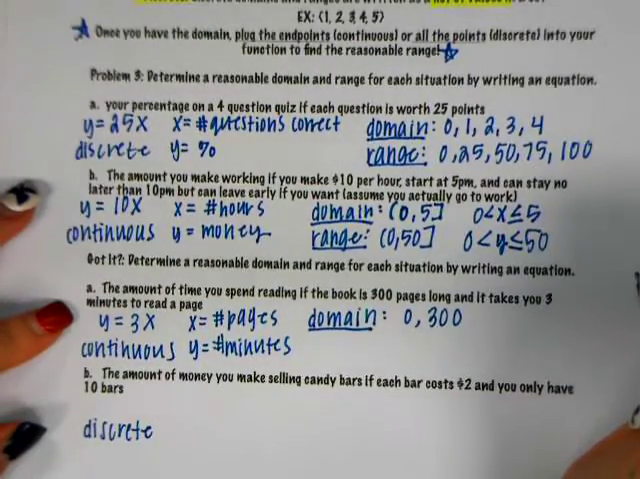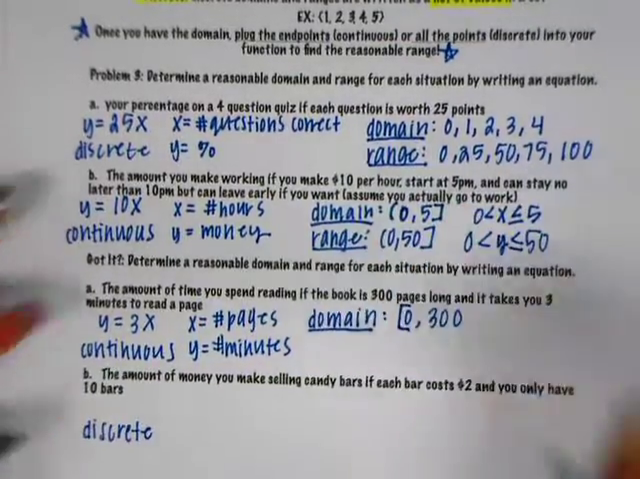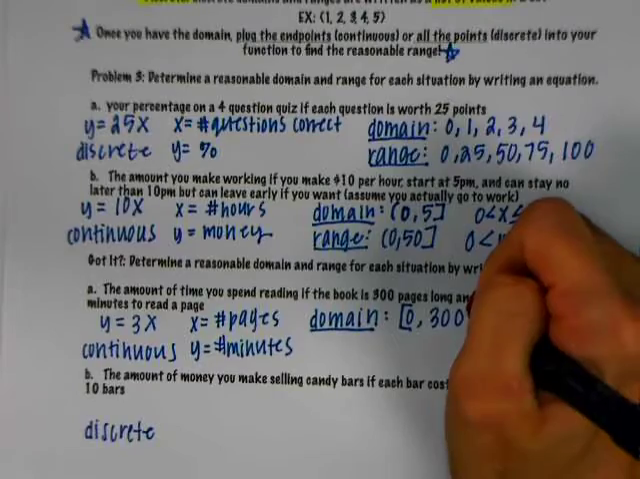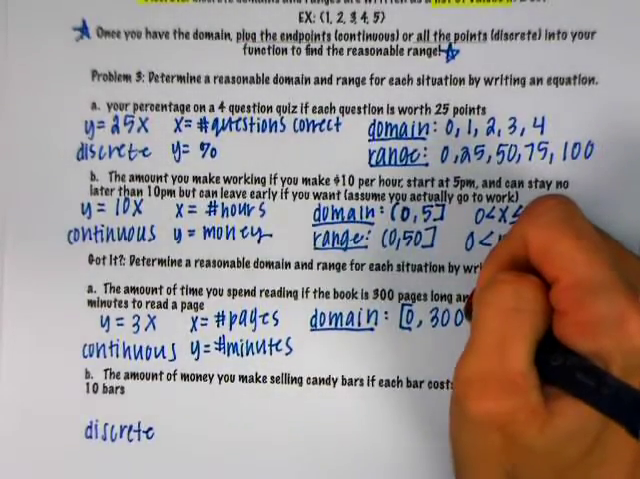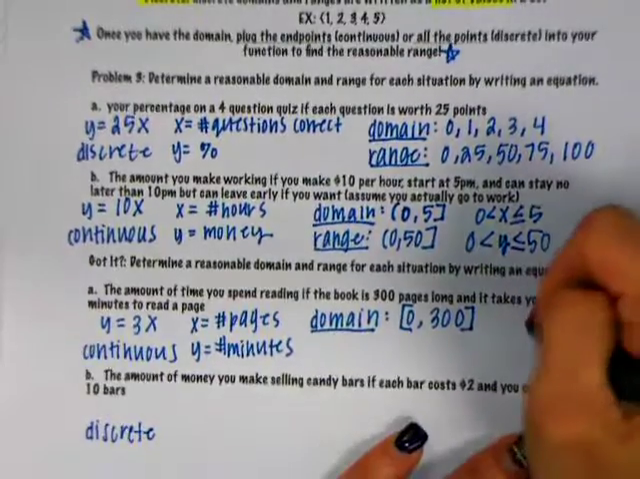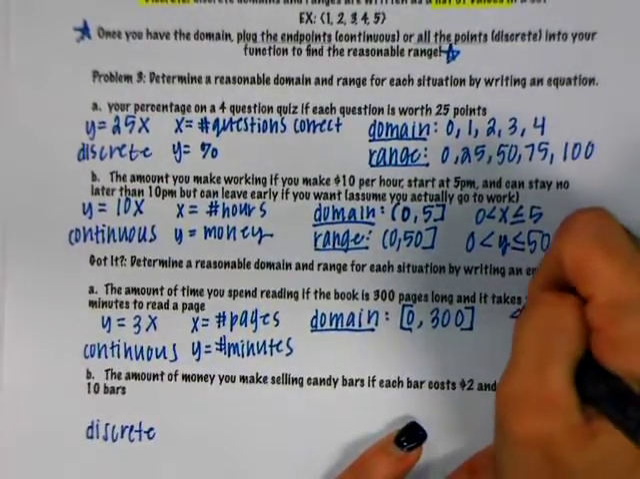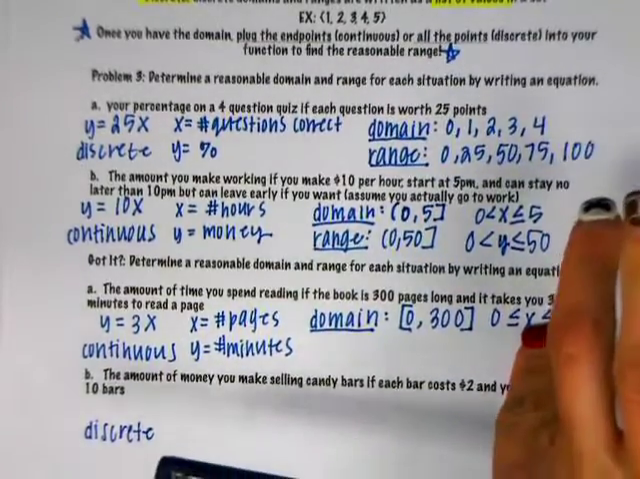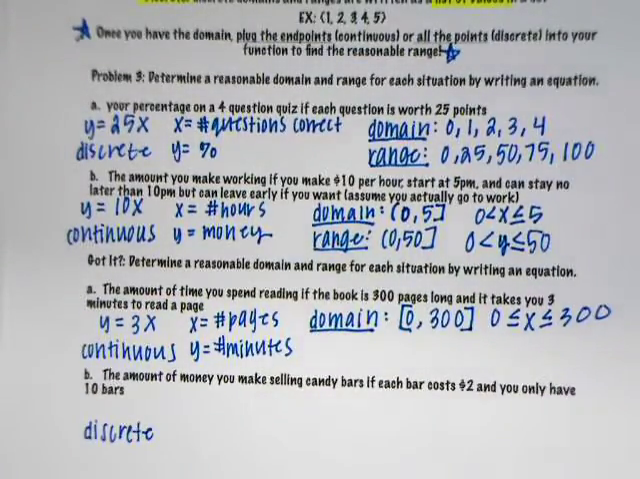Does it specify that you have to start reading the book? No, so they could equal 0. You could just decide I'm not reading it. Could it equal 300? Could I read all 300 pages? Yeah. So it's going to equal to both. So if you did it as an inequality, it'd be like this. So the number of pages is going to be between 0 and 300. Is basically what that says.